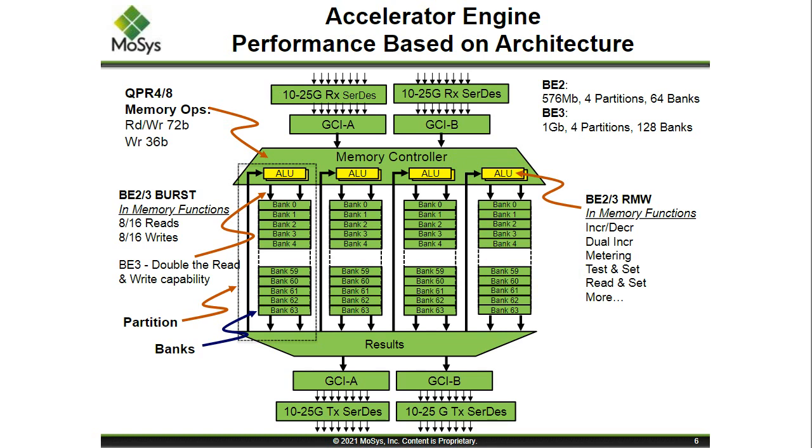And at the bottom, the results mux there essentially is just logic that would then steer whatever request came in on GCIA goes back out on GCIA. Whatever came in on GCIB goes back out on GCIB. So again, we just wanted to show that internal architecture, and that's going to relate to some of the other future slides that we'll talk about. And again, you can see that each of these has up to 8 SerDes lanes per.